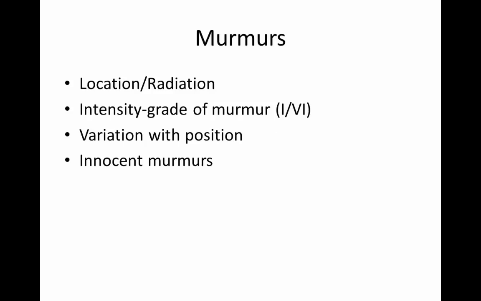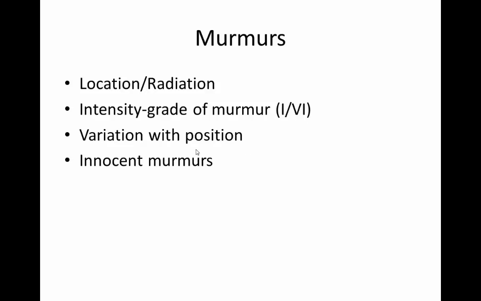Now, murmurs. Heart murmur is the most common cardiovascular finding leading to a cardiovascular referral. You have innocent or functional heart murmurs, which are very common, present in 40 to 45% of children, who have innocent murmurs at some time during childhood. You need to know the location, radiation, intensity, which is always 1 over 6, 2 over 6, 3 over 6, 4 over 6, and so on, variation with pulsations or positions, and innocence.